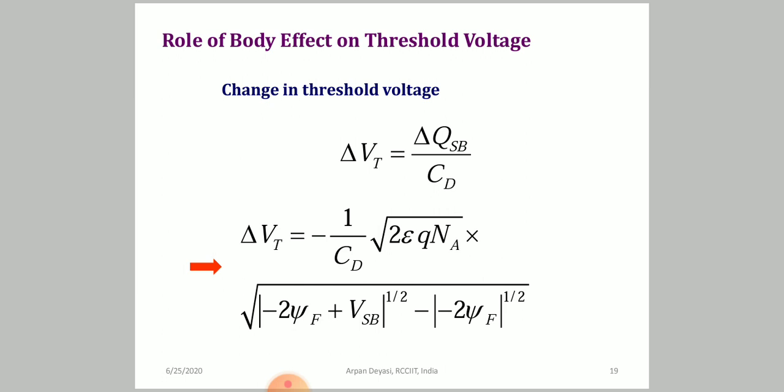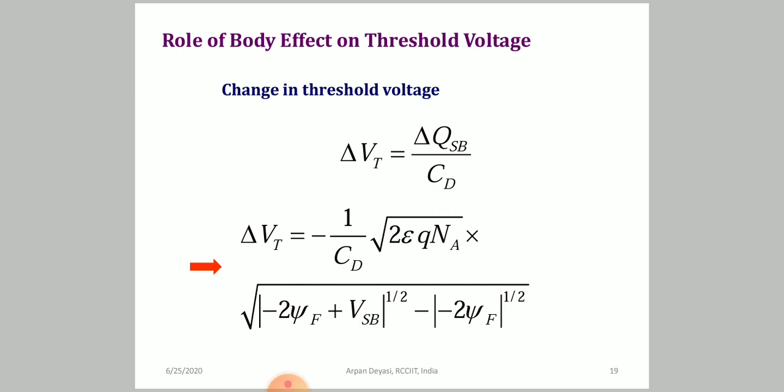If you're surprised, I am giving a small clue: VT has the unit of volt, and root over something like 2 psi f or 2 psi f plus VSB has a unit of root over volt. So if you make a dimensional analysis, the body effect coefficient comes out with the unit of root over volt. That's very tricky, but you have to remember the body effect coefficient. Actually this term gamma, that is 1 by CD multiplied by root over 2 epsilon QNA, we will call it in some later derivations.